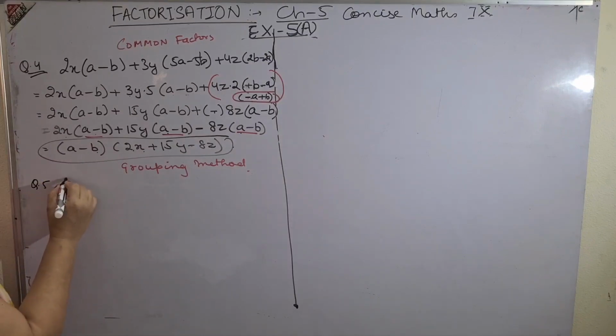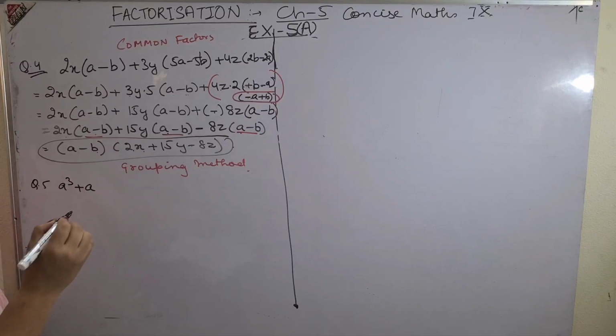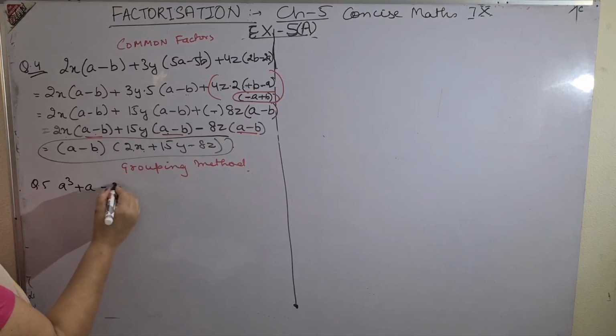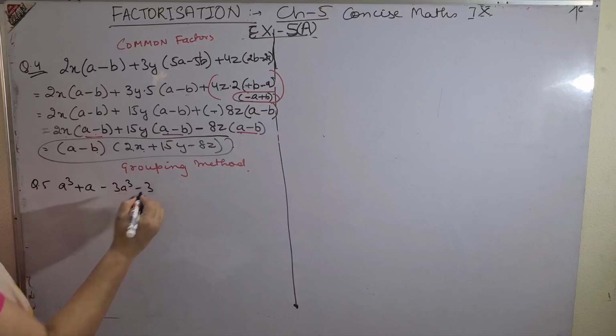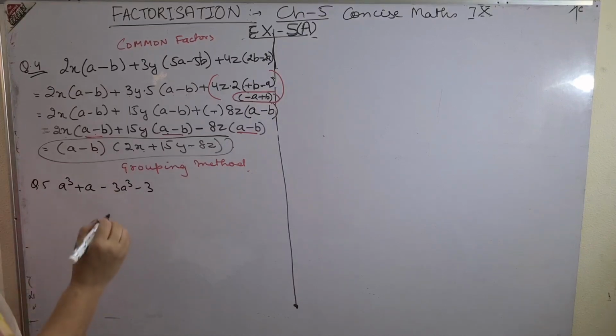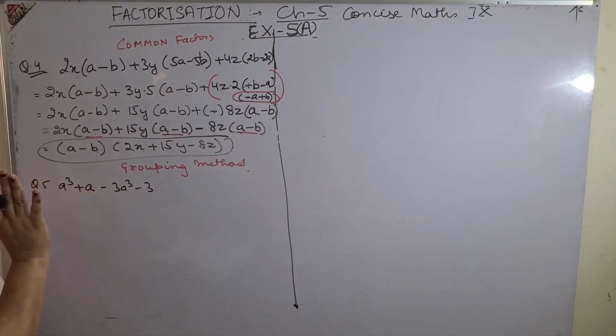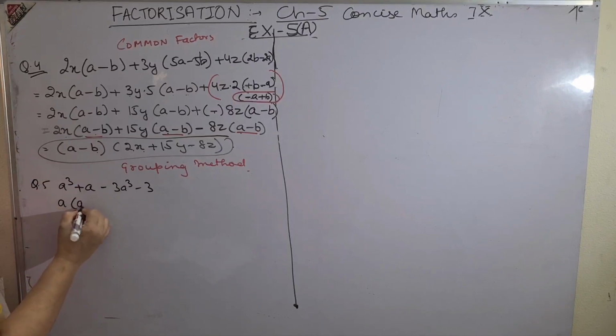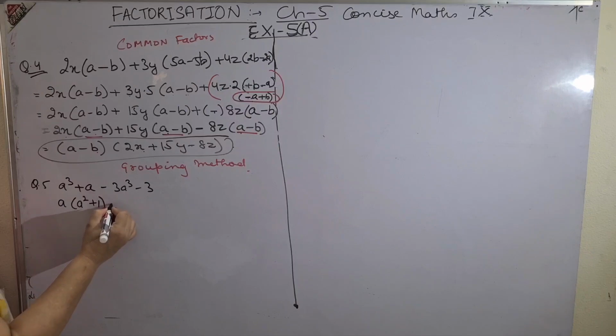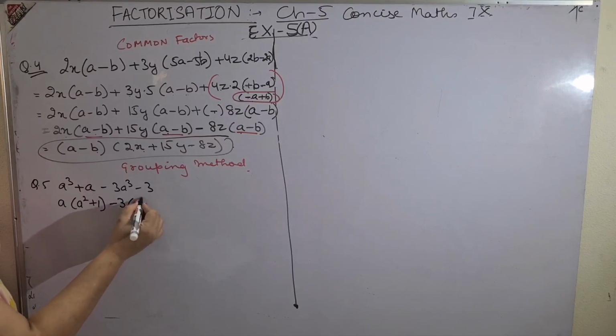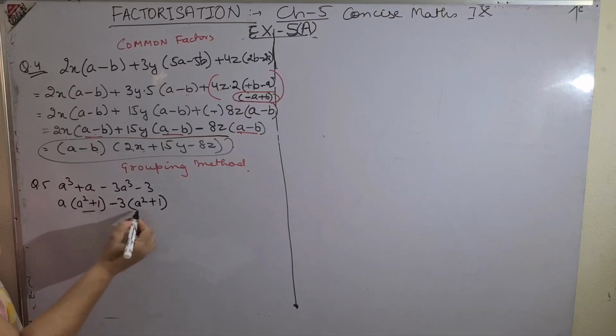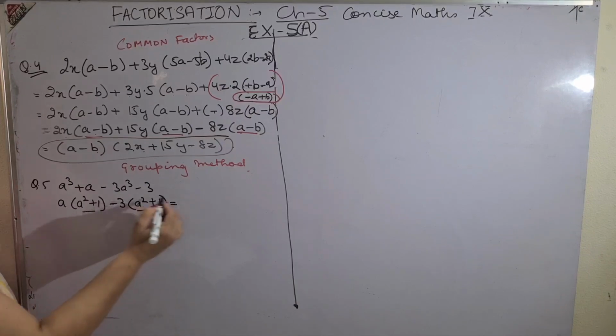a cube plus a minus 3a cube minus 3. I have this question. I have to group it, but in such a way that my factors are common. Just keep that in mind. If I take a common, I am left with a square plus 1. If I take 3 common, I am left with a square plus 1, because minus, so this minus will turn into plus. I have taken 3 common. Now I have 2 common factors, very simple and very clear to you.